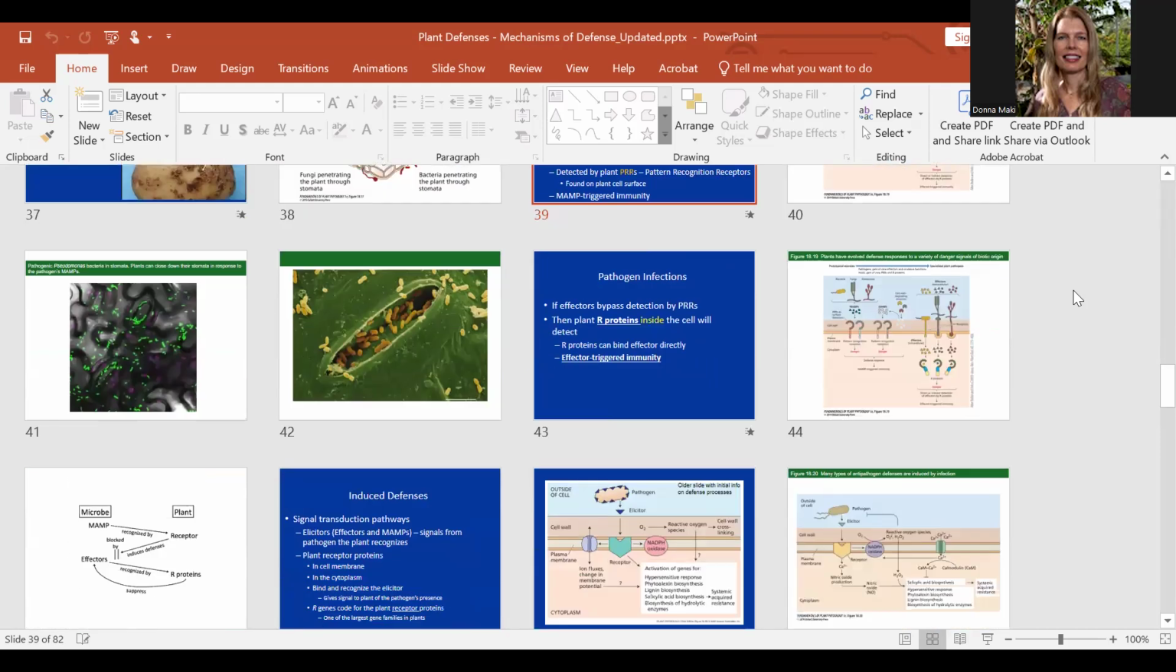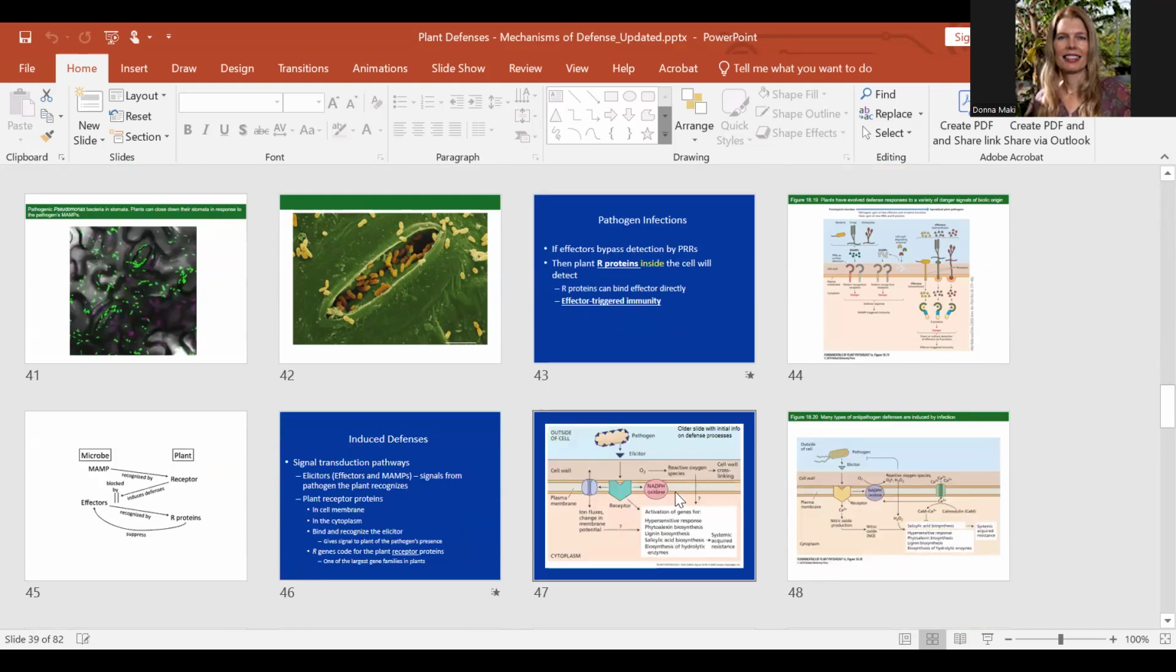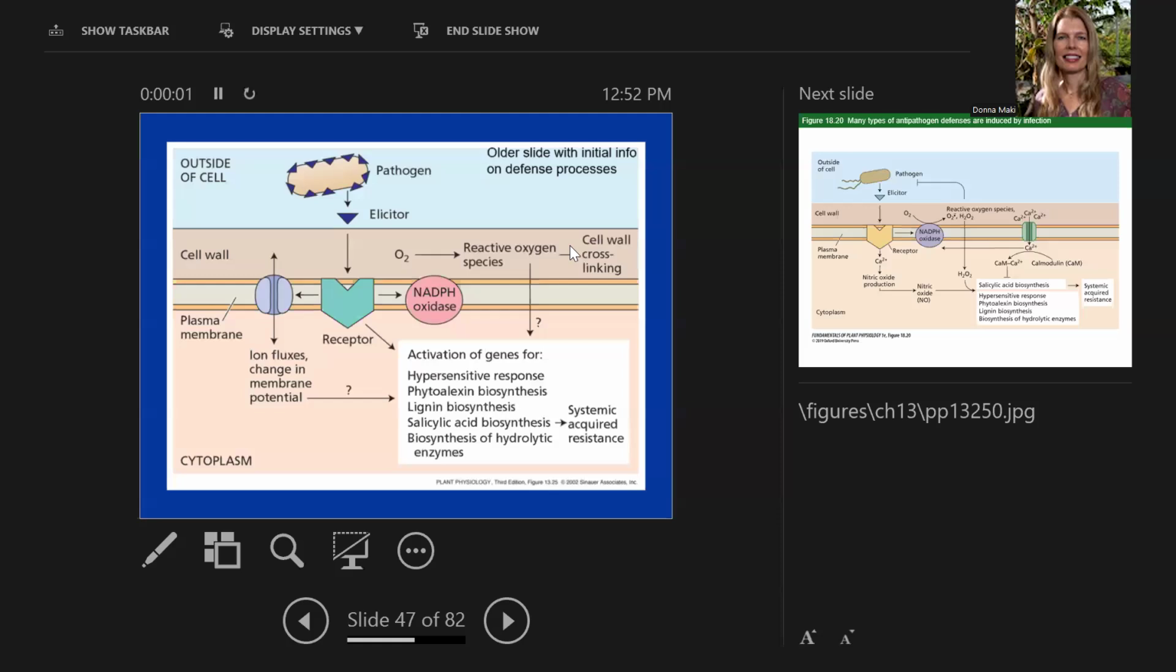And then with pathogens, we did look at quite a bit, they have options. In this white box here showing hypersensitive response, phytoalexins, lignin biosynthesis, and then the hormone and enzymes. So thinking about different ways to attack.